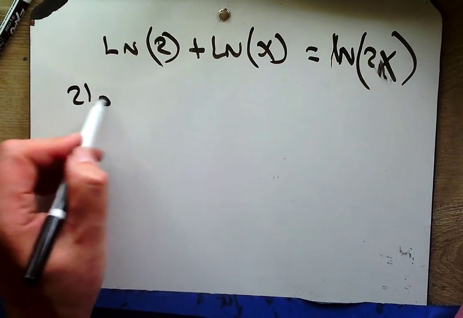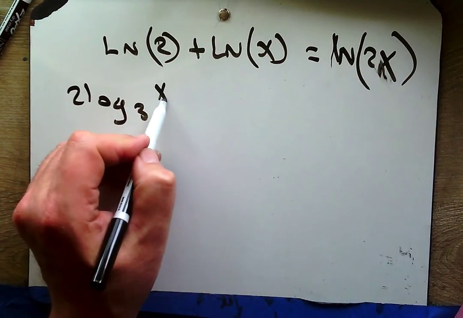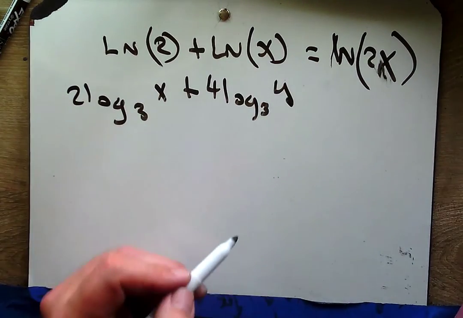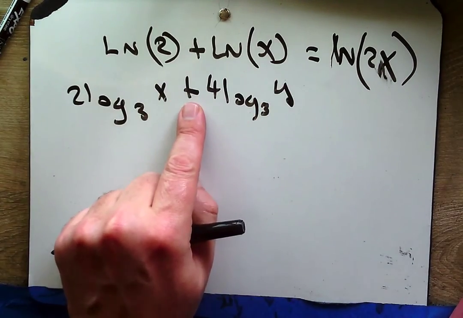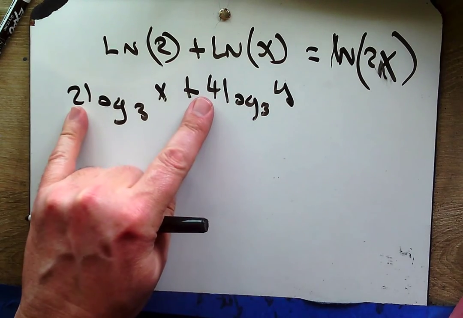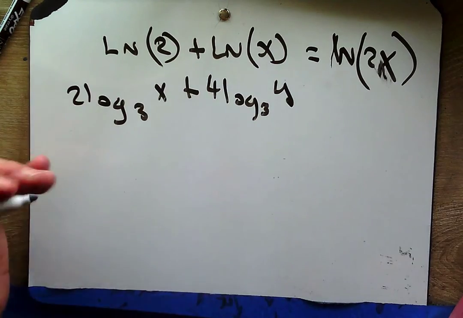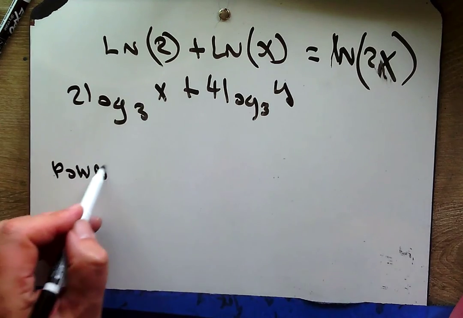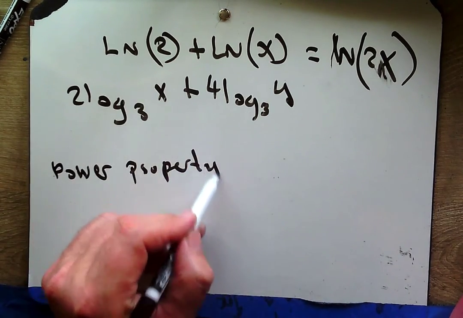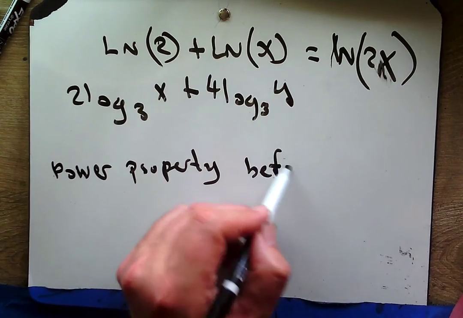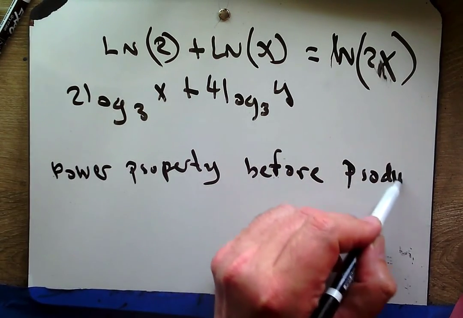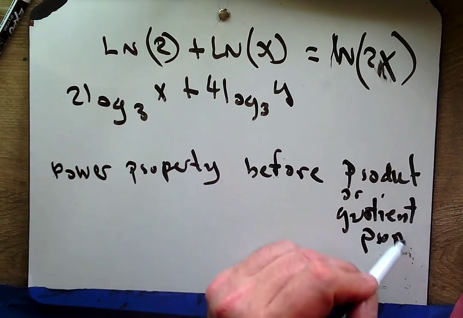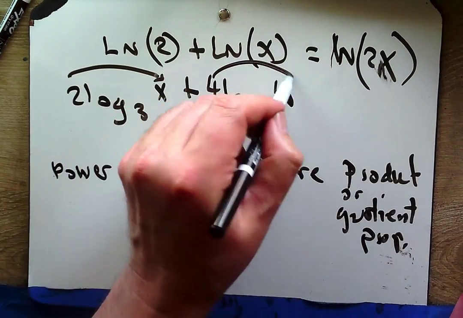So if I've got 2 log base 3 of x plus 4 log base 3 of y. Again, I see a product, but wait, I see these powers. And when we go backwards, when we condense, we actually have to do the power property before the product or quotient property. Okay, so I'm going to kick that up, and I'm going to kick that up.